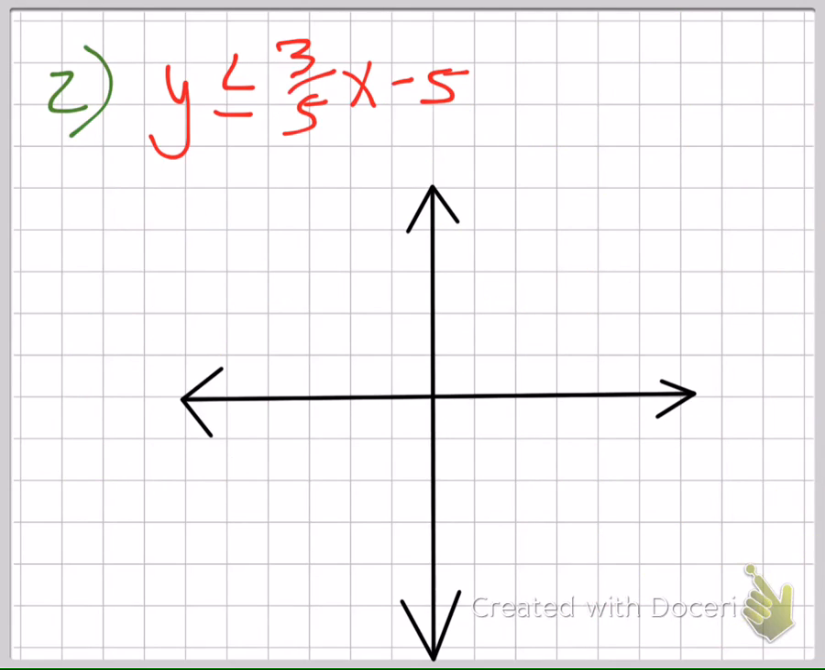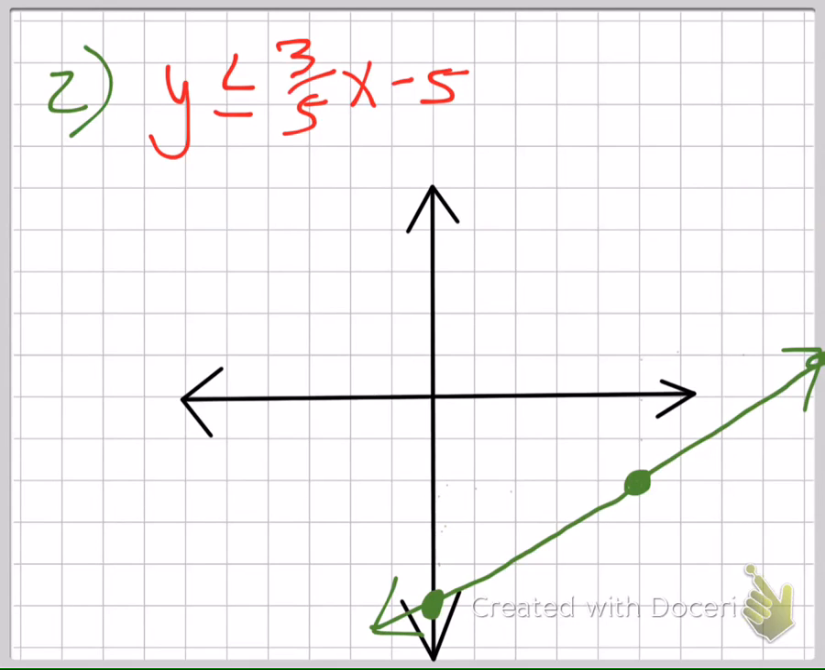So the next one here, is this in slope-intercept form? Yeah, y is by itself, right? So I'm going to go to my y-intercept of -5. It's going to be right there. I'm going to use my slope, which is positive 3/5. So from there, I'm going to go up 3 to the right 5. 1, 2, 3. 1, 2, 3, 4, 5. Okay. It'll be off the graph. And I'm going to draw, there's my boundary line.